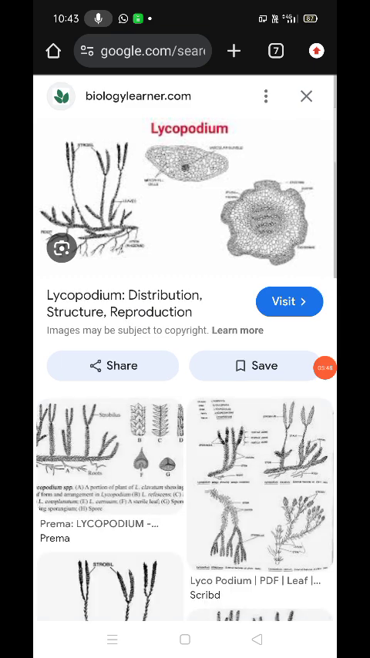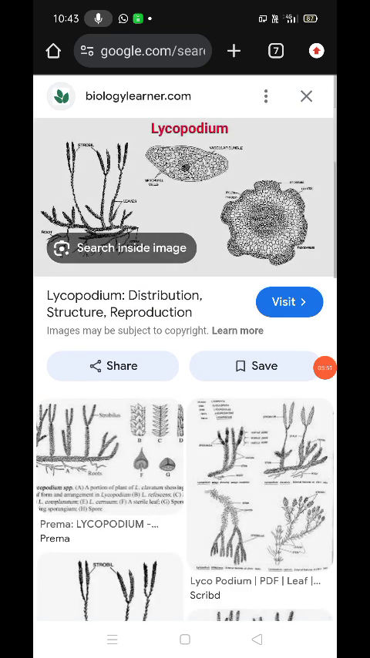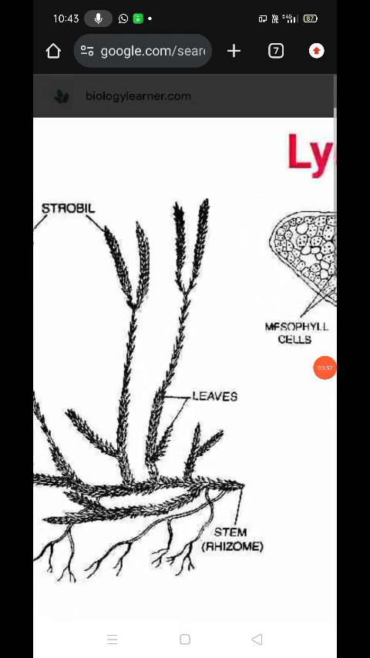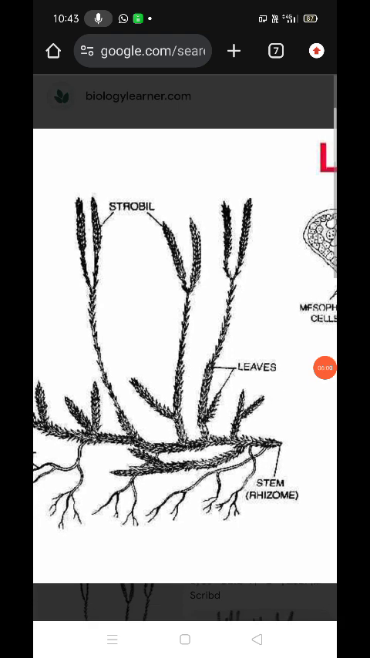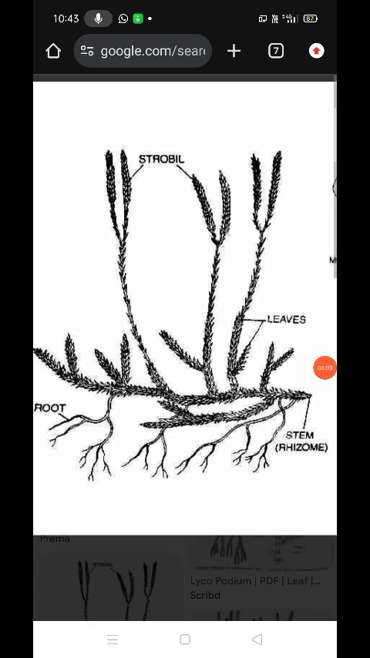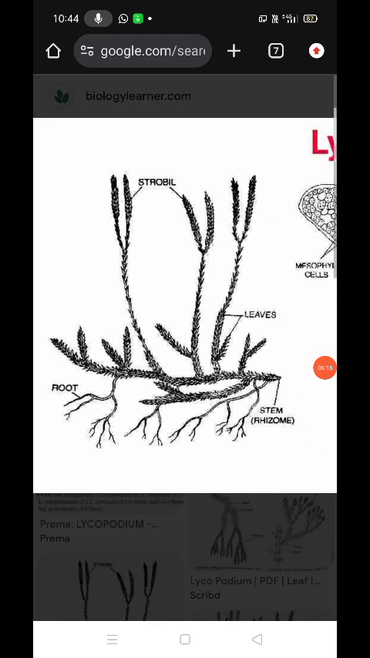Here you can see the structure of Lycopodium. In this diagram there is a strobilus, observed at the tip of the plant body, and below you can see the leaves, which cover the stem of this plant. Root-like structures, or roots, are also present on the lower side of the plant, which helps in attachment or anchorage of the plant. This is the mature structure in which we can see the strobili produced.